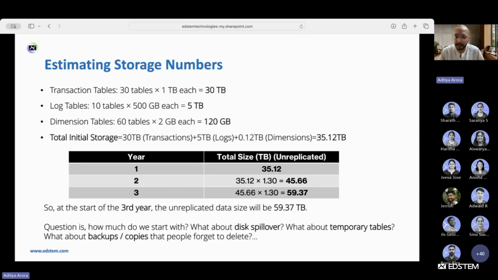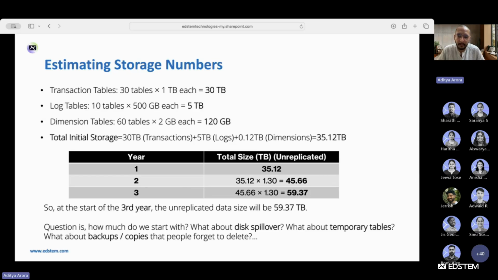Then what about the backups and copies that people are going to forget? If you have 20 engineers and 100 analysts working on your enterprise data warehouse after you build it, somebody's going to forget their backup. Somebody might want to run a load where they are not sure what the output is going to be. So they take a backup of a table which is 5 terabytes, right? That's an absurd assumption, but let's take it for the sake of the argument.